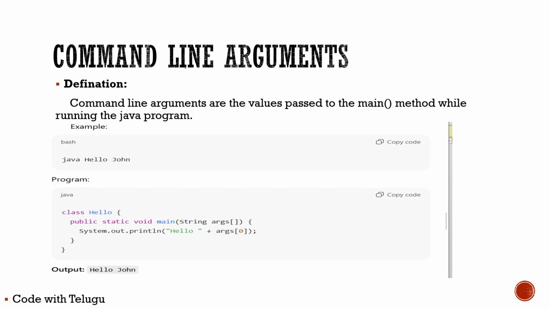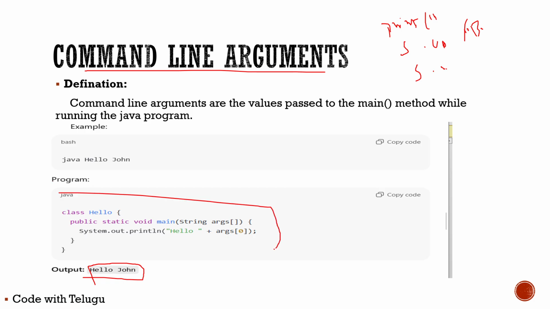Command line arguments. In normal programming we have to write the messages in the program only. In system.out.println only, we write the message we have to print. Using command line arguments, we can print messages at compile time. In this, we don't give the name in the code. Here the output is hello John. In this code, we don't give any message John. So we are using args. Args means command line arguments. So the first argument is John. We can give this value at compile time only.